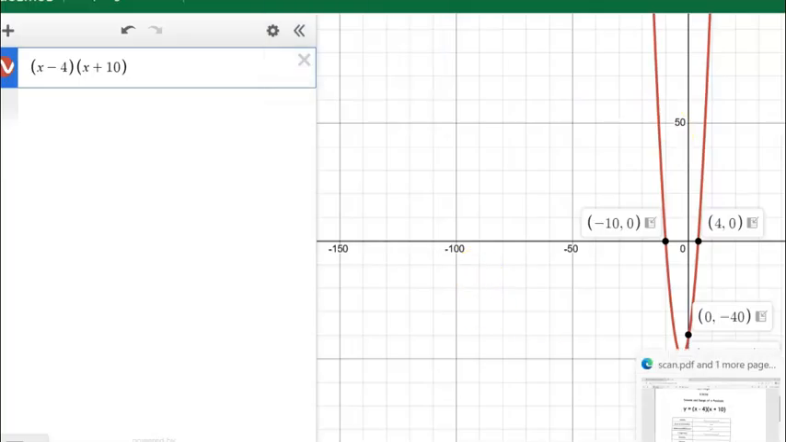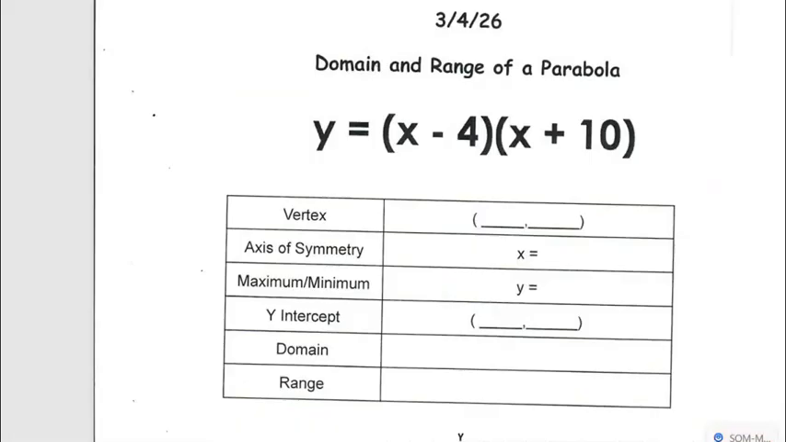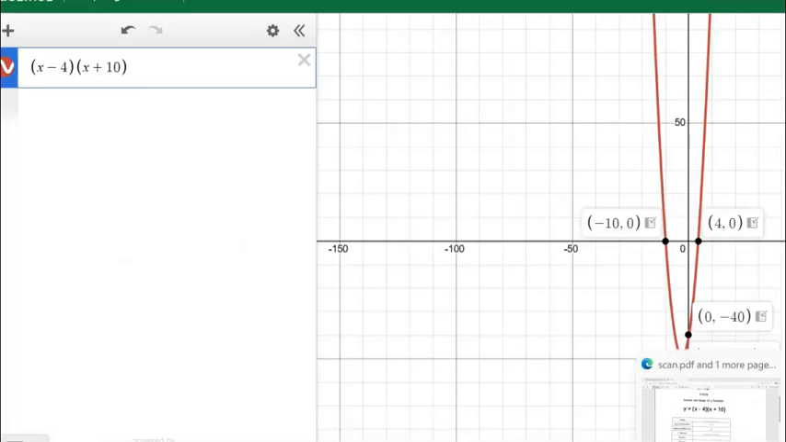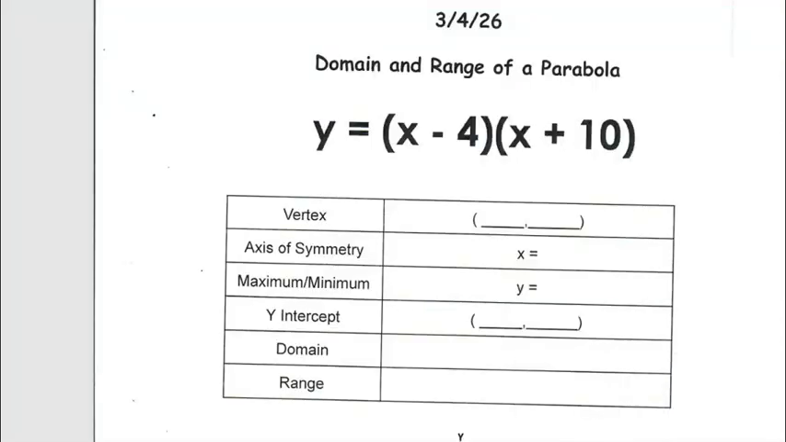So go back to your worksheet. And we're going to toggle back and forth. So the vertex here is (-3, -49). This was the vertex right here. I'm going to write -3, -49. Next is the axis of symmetry. Remember now, the x of the vertex is the axis of symmetry that cuts the parabola in half.